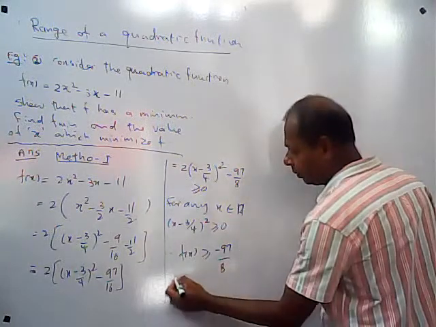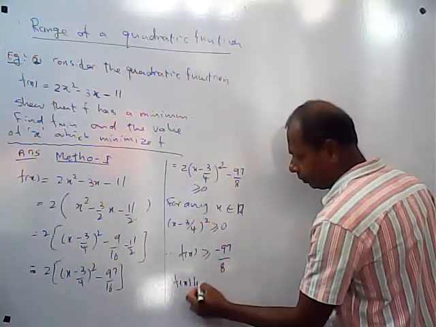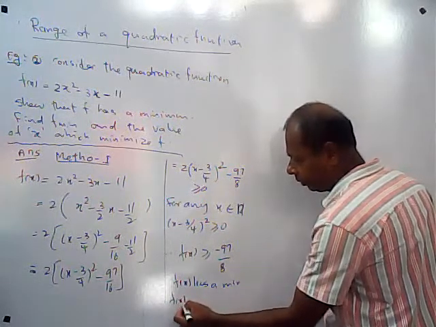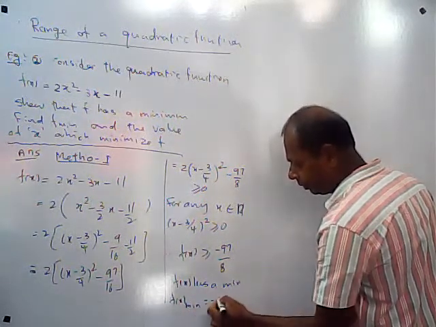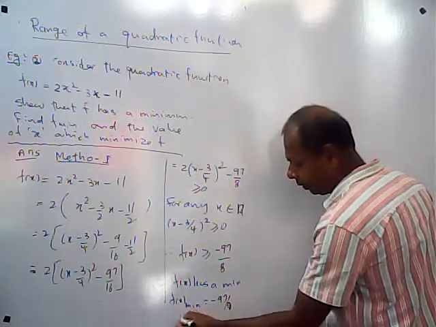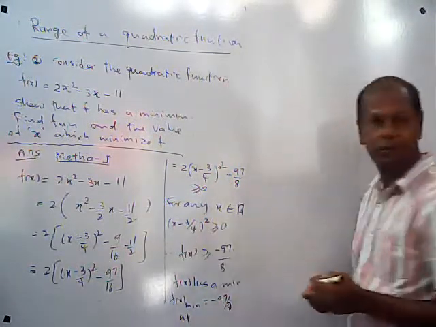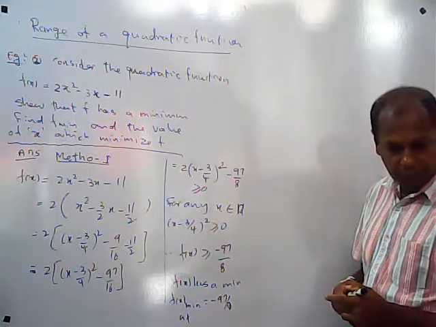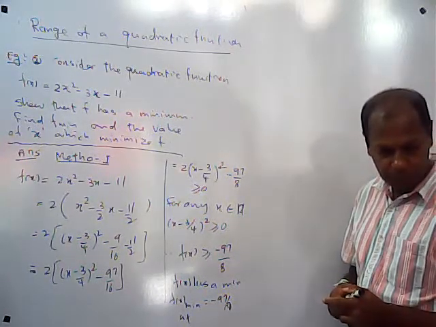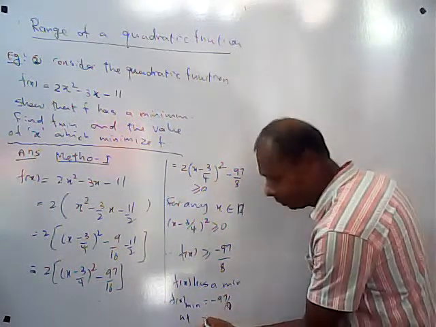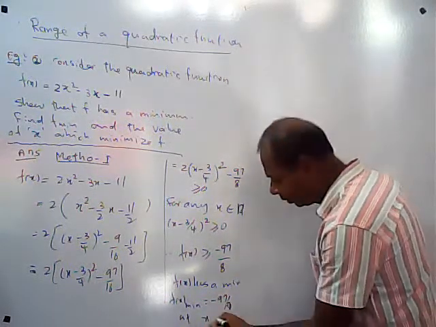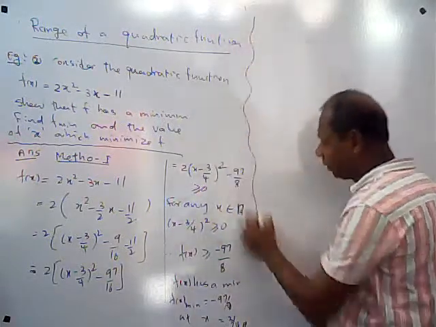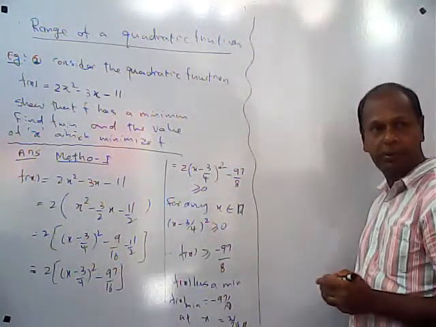So f(x) has a minimum. f(x) minimum is minus 97/8 at x equals 3/4. Yeah, that's the complete answer by the first method. Then go to the second method.